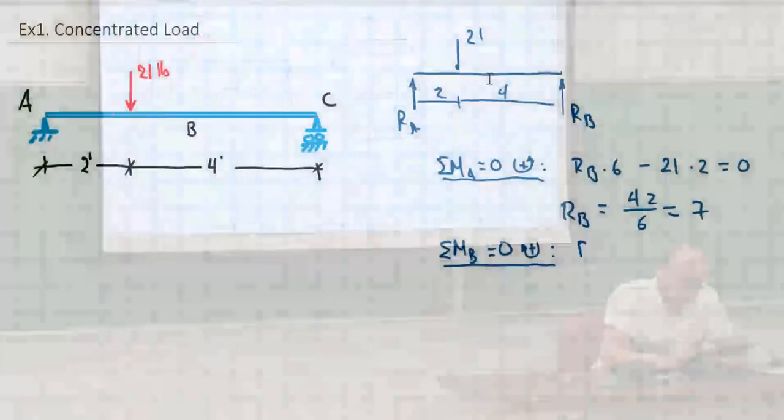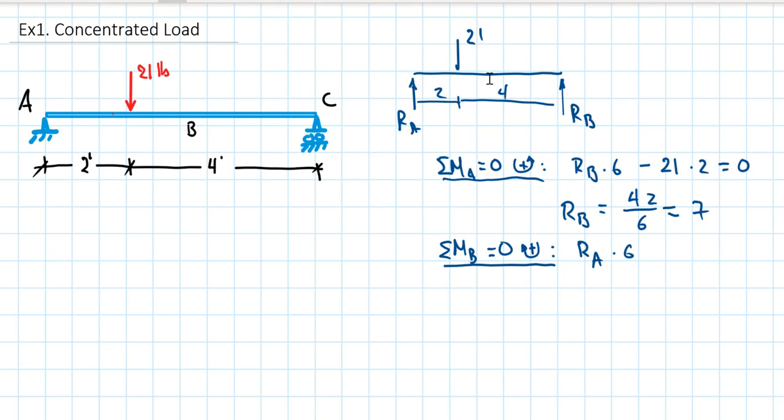So here will be reaction at A times 6 minus 21 times 4 equals 0. RA equals 84 divided by 6, 14, to have 14. Okay, and now you say 14 plus 7, 21. Okay, good, right? Summation of forces in the y direction. You do that in your head. All right, so now we can do our diagram.